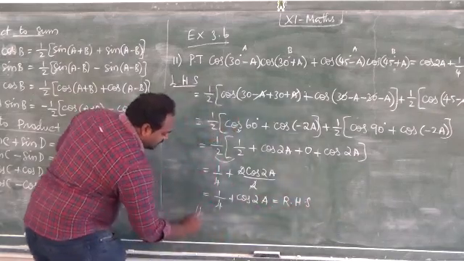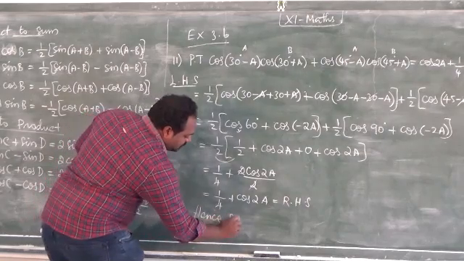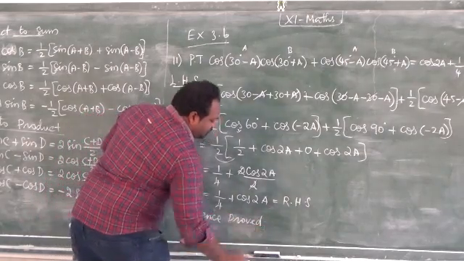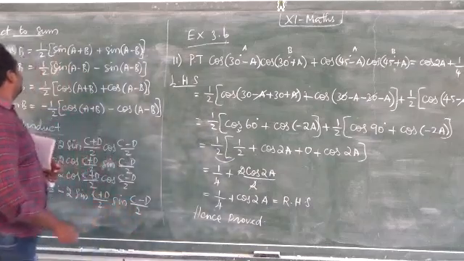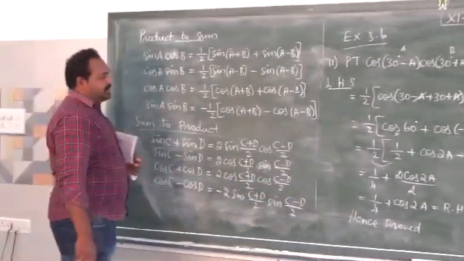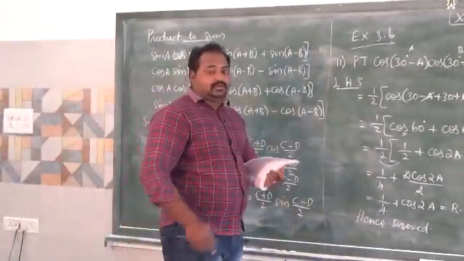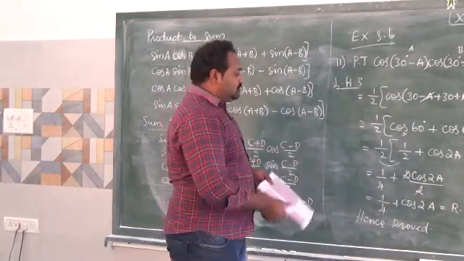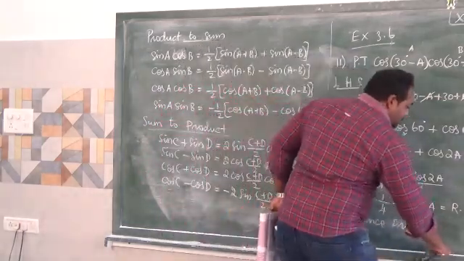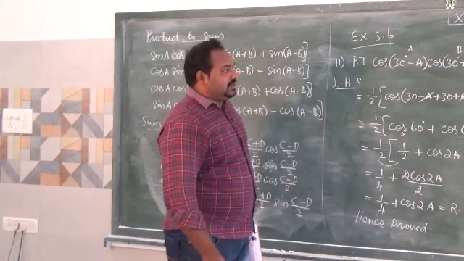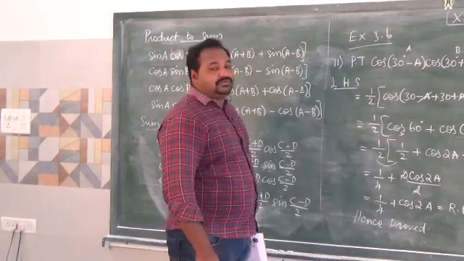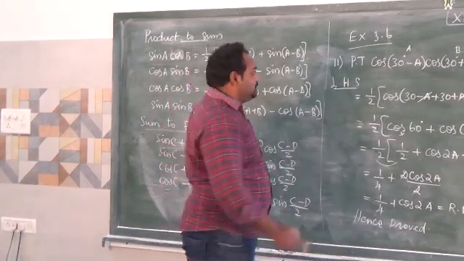Hence proved. So these are the problems which use the product to sum and sum to product identities. Without these identities, we can't solve this problem. So the identities are very important. Please memorize all the identities and keep them at your fingertips to solve the problems very quickly.